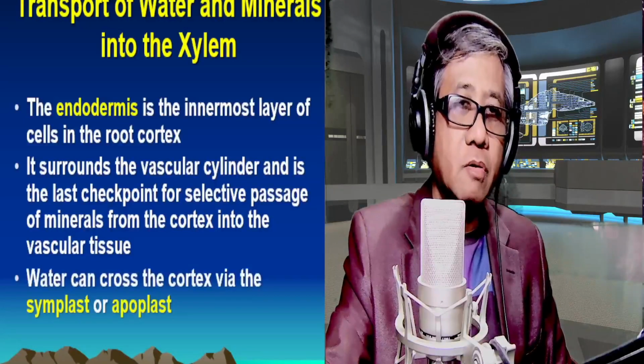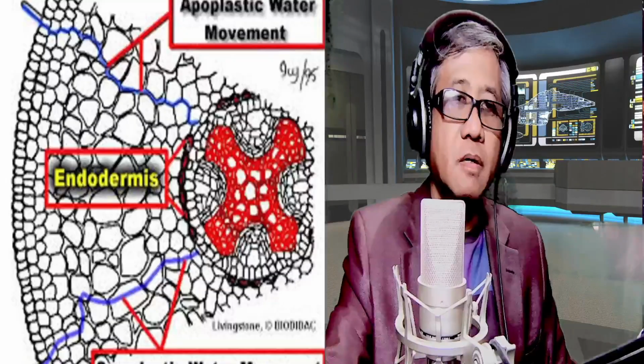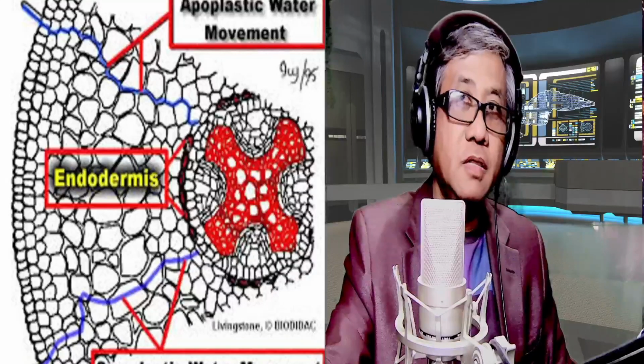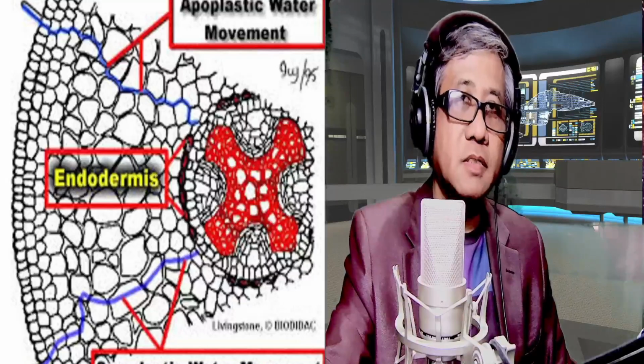Water can cross the cortex via the symplastic pathway only. Alright, so I guess that's it for the difference between the symplastic pathway and the apoplastic pathway.